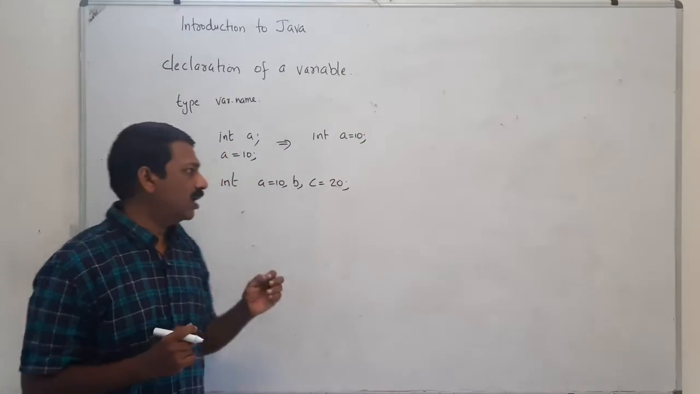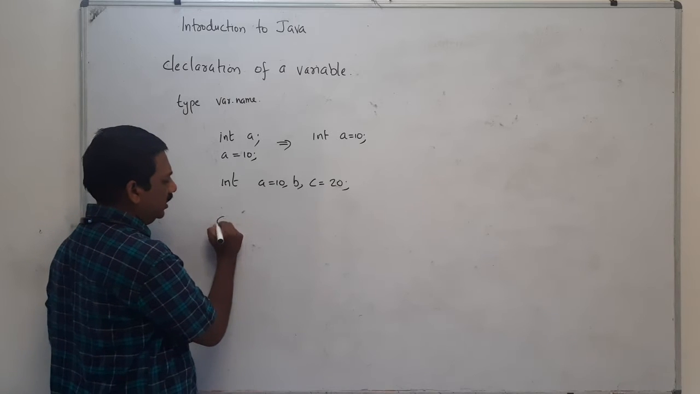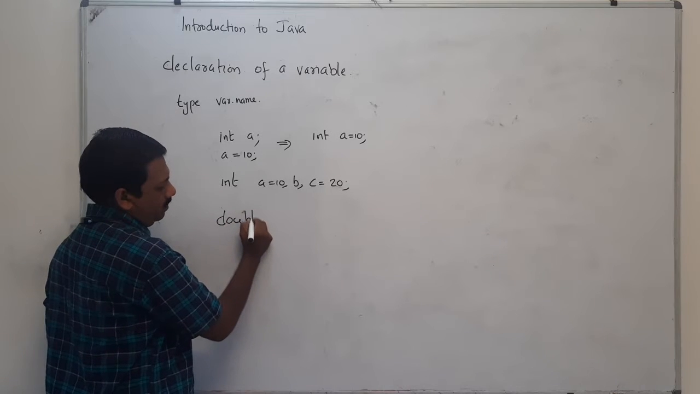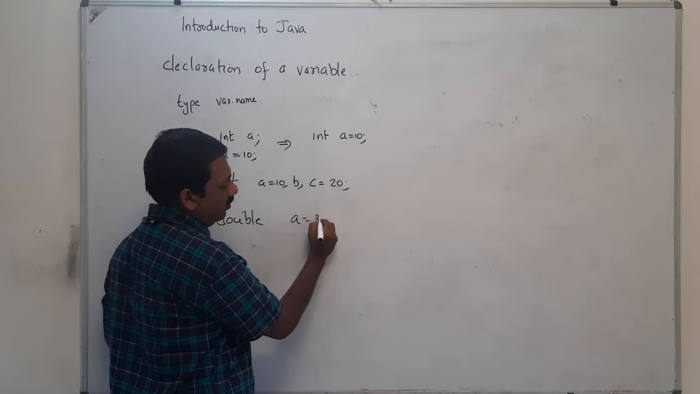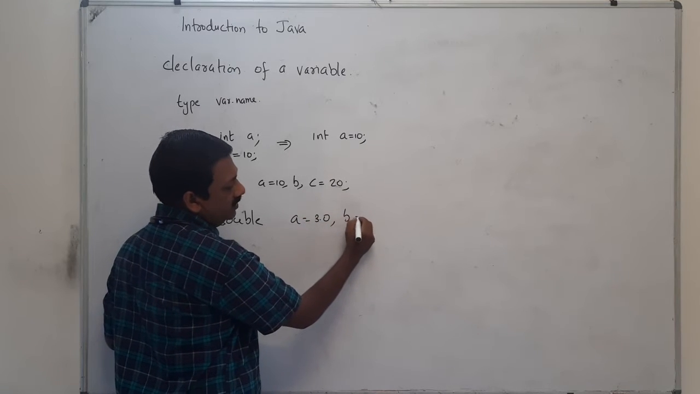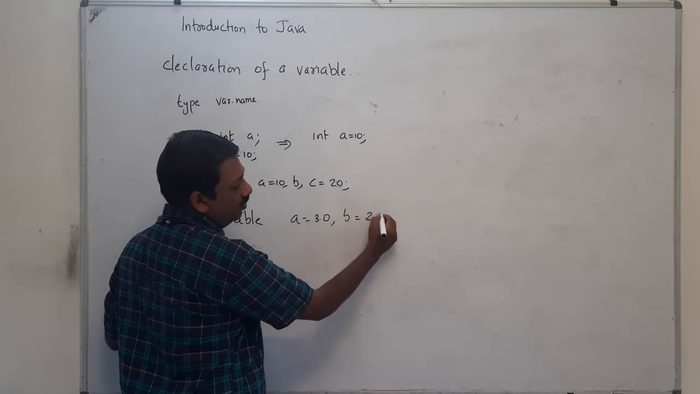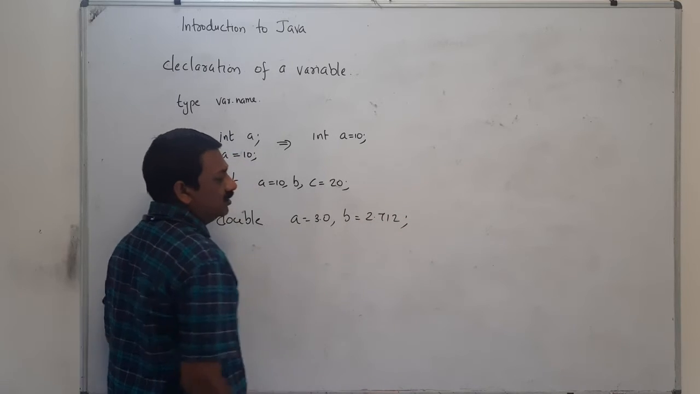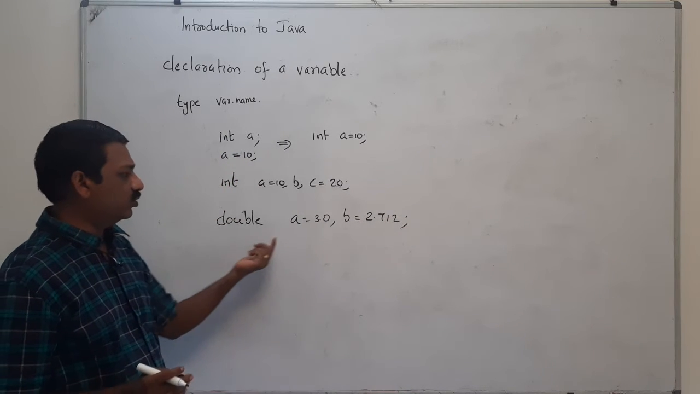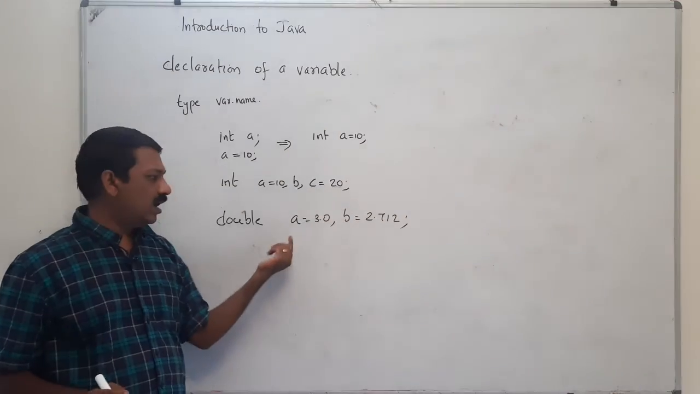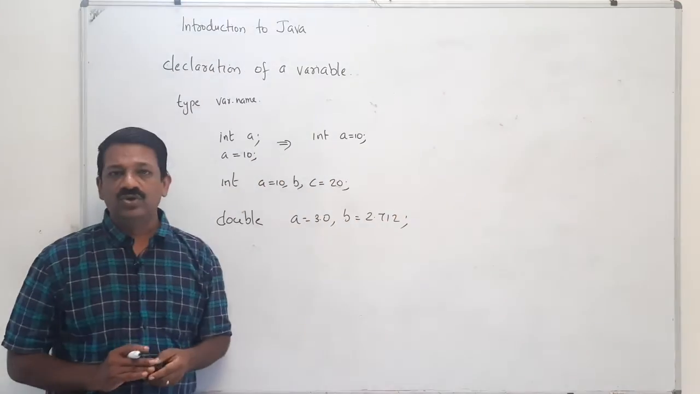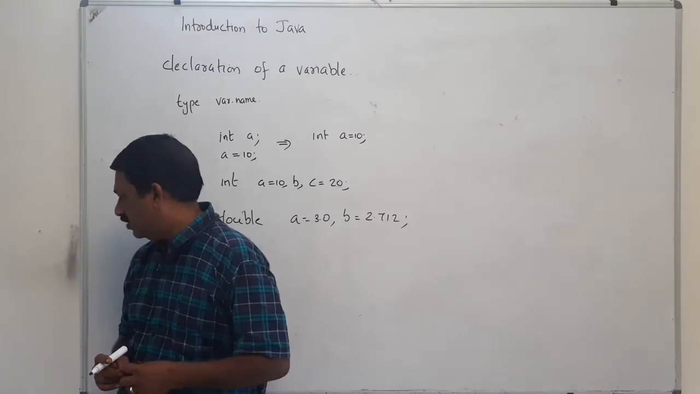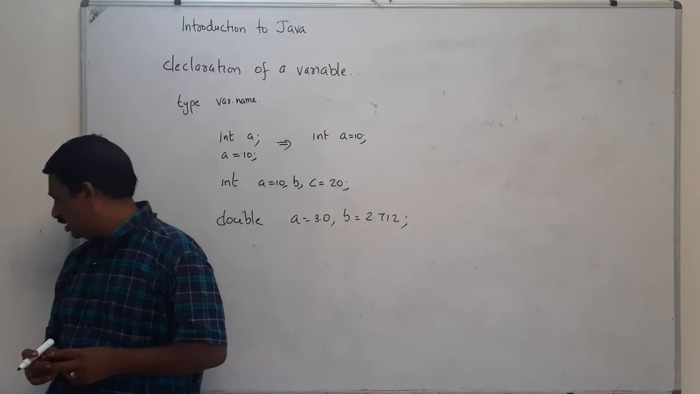And now I am going to have another declaration like double, say a equal to 3.0, b is equal to 2.712, etc. That means here I have declared two variables a and b, and a is initialized to 3.0 and b is initialized to 2.712.